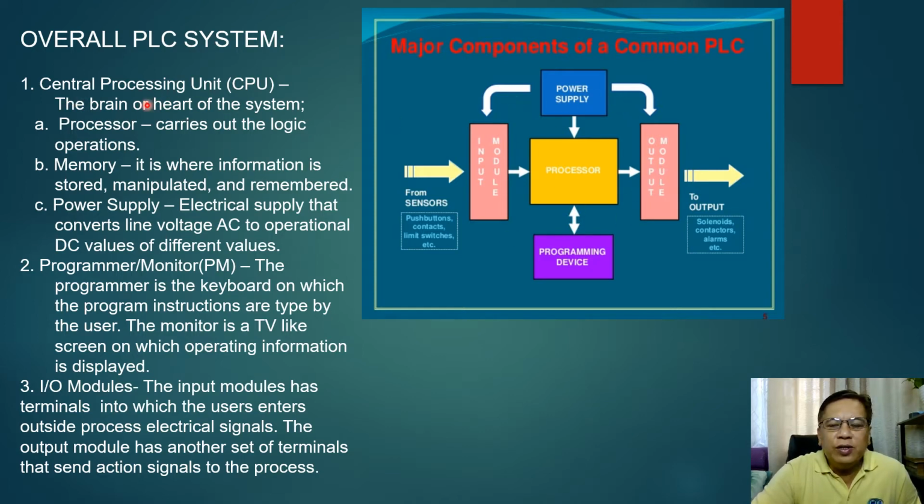So for your processor here, you have your central processing unit or your CPU, which is composed of your processor, the memory, which is inside your processor, and your power supply. Okay, so we define the CPU or central processing unit as the brain or the heart of the system. Why? Because it contains your processor and memories.